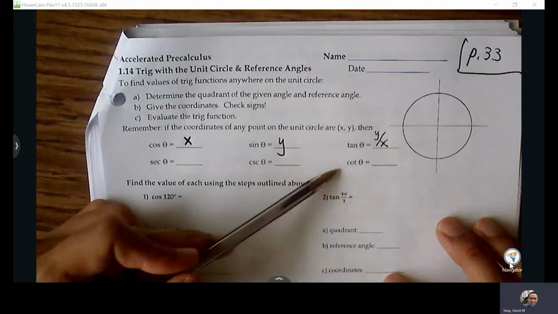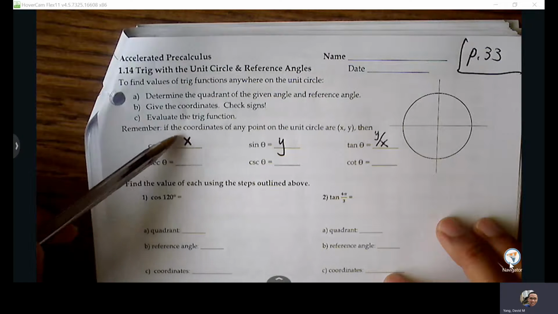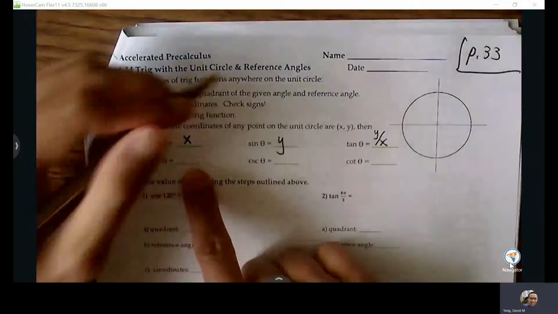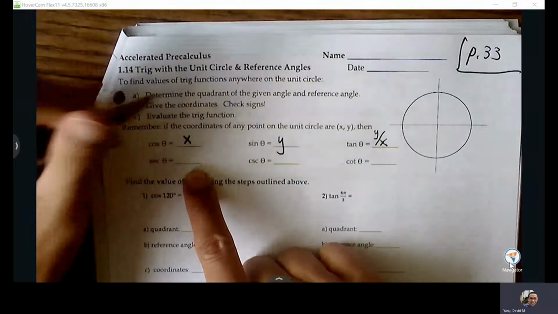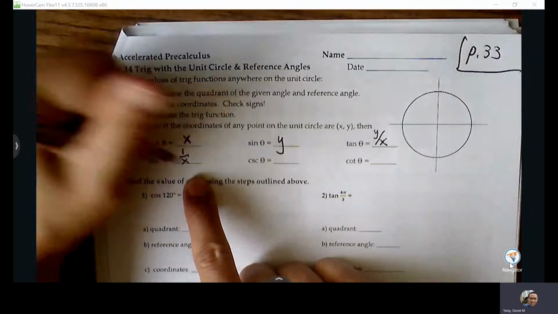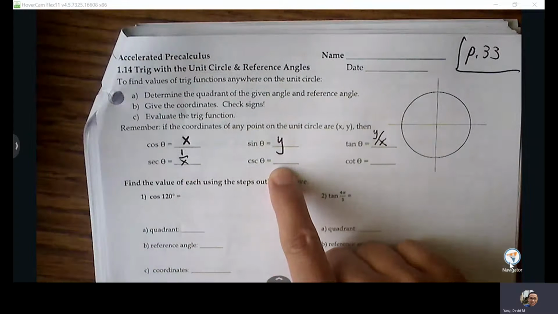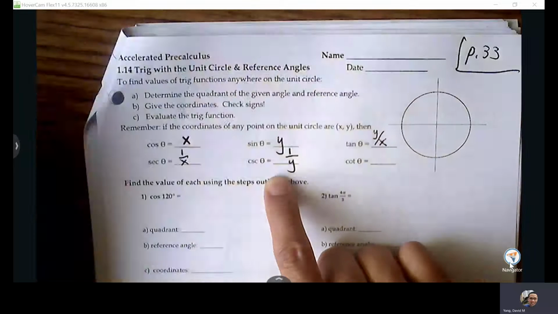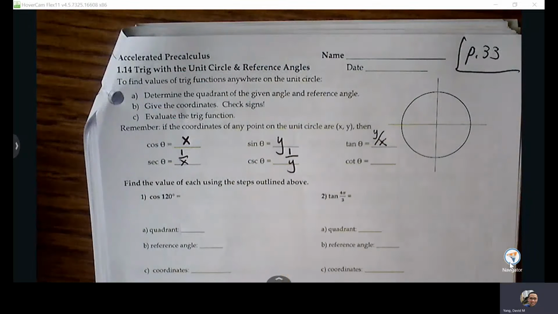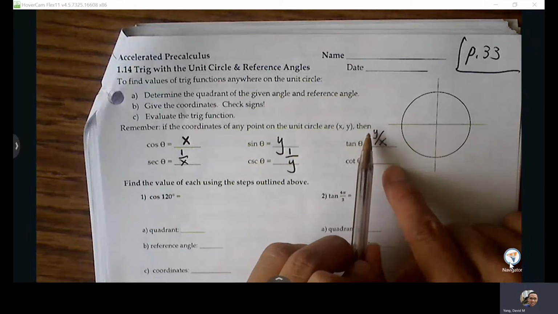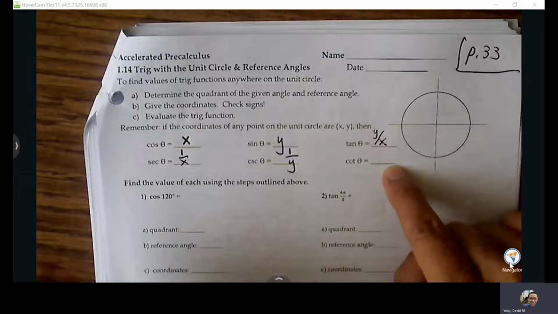Secant, cosecant, and cotangent are just reciprocals of the ones above them. Secant is the reciprocal of cosine, so I just flip cosine: 1 over x. Cosecant, I take whatever sine is and flip that: 1 over sine, or 1 over y. And cotangent, I can just flip tangent, or think of it as x over y.